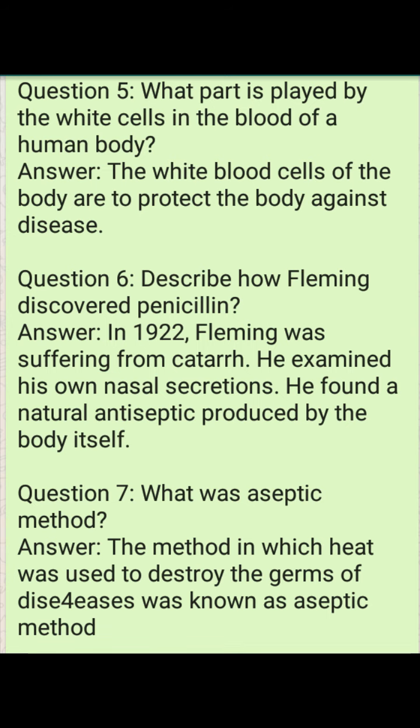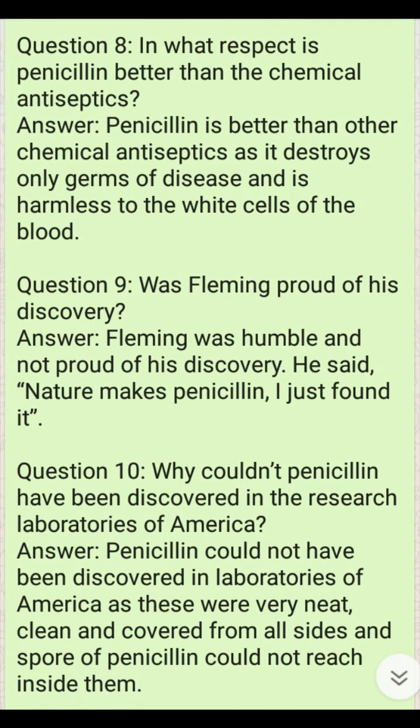Question number 7. What was aseptic method? The method in which heat was used to destroy the germs of diseases was known as aseptic method. Question number 8. In what respect is penicillin better than the chemical antiseptics? Penicillin is better than the other chemical antiseptics as it destroys only germs of diseases and is harmless to the white cells of the blood.